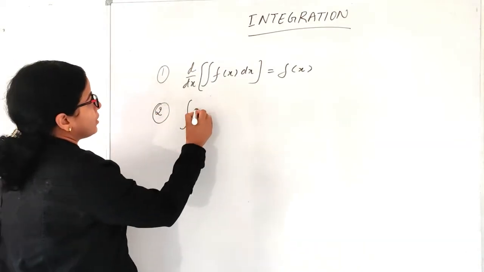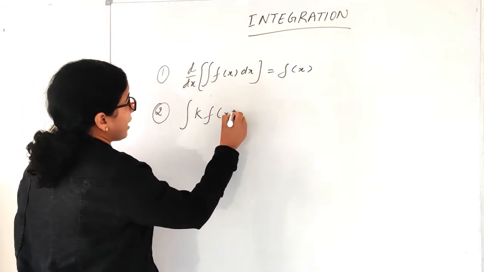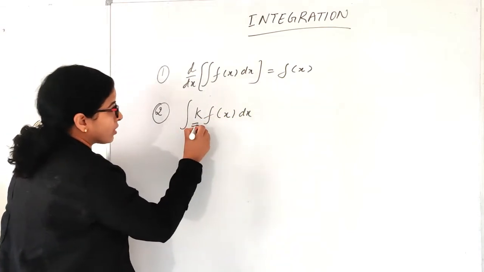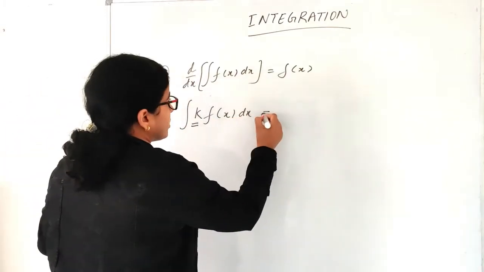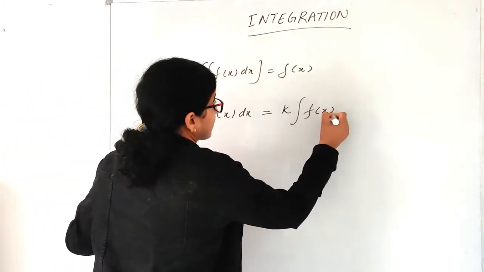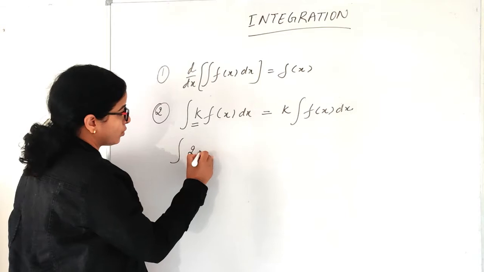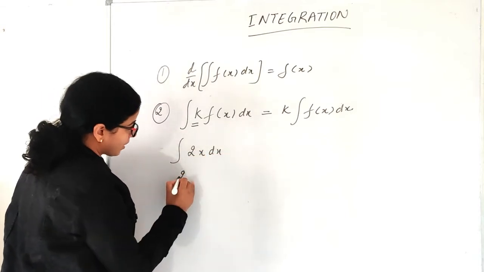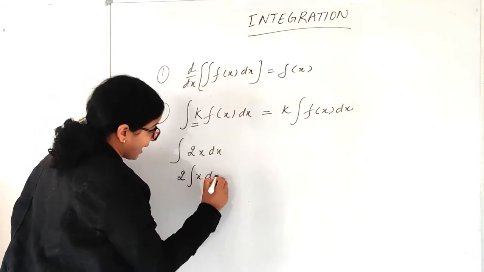Say for example you have the integral of k f(x) dx. If k is a constant, you can take it out. Say you have to integrate 2x dx, right? So you can take 2 outside and you can integrate only x dx.